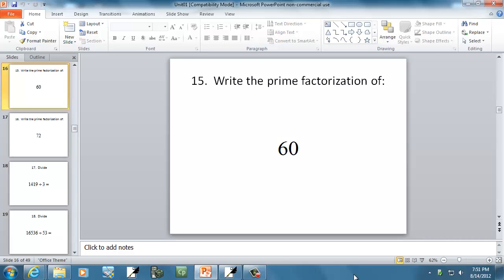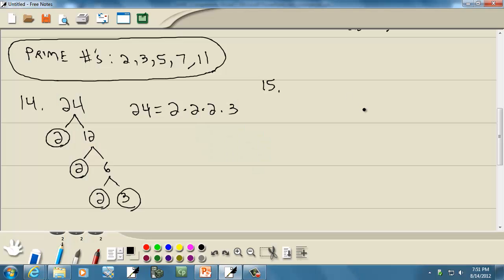Okay. Now let's look at 60. Again, I'm going to start with my first prime, 2. You think of what times 2 gives you 60, and that'd be 30. Then 30, or this is prime, so I circle it. 30 is 2 times 15.